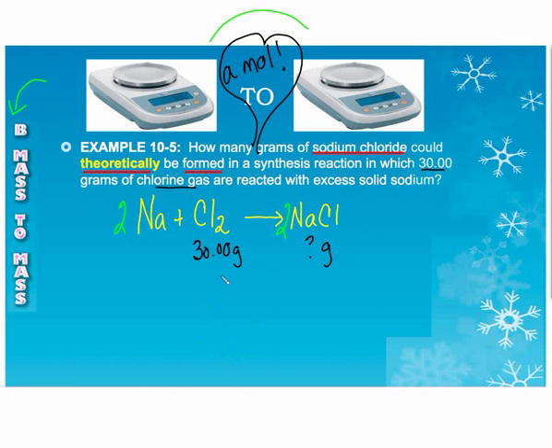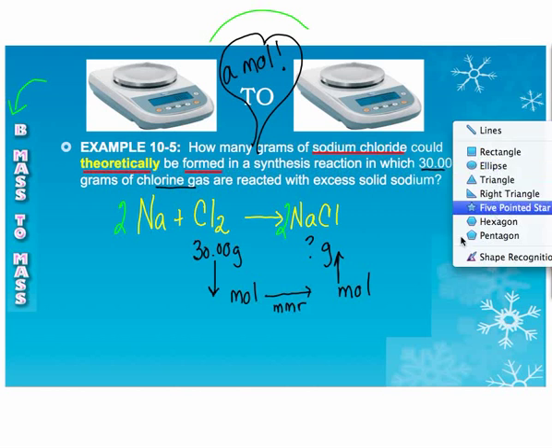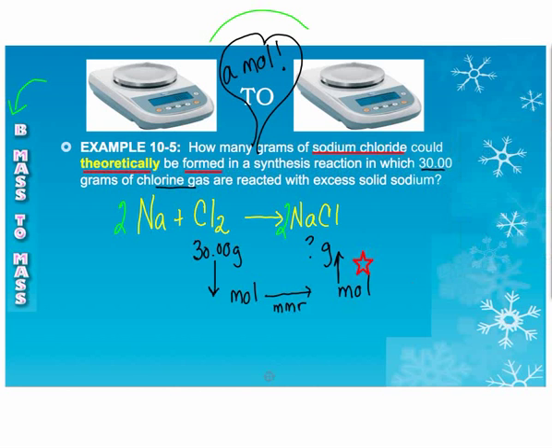All right. Now, I want to go from mass to moles. Mass to moles, use molar mass. And then I want to go moles to moles, and when I do moles to moles, I'm going to use the magic mole ratio. And then I'm going to go moles to mass using the molar mass. So 3 steps. This step you knew from last unit. This step you knew from last unit. The only thing that's new is the magic mole ratio.